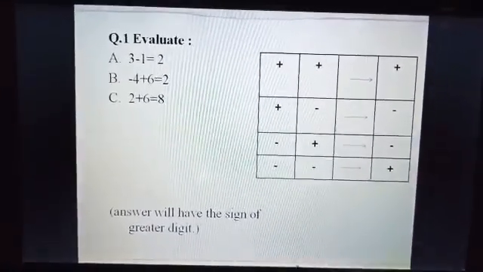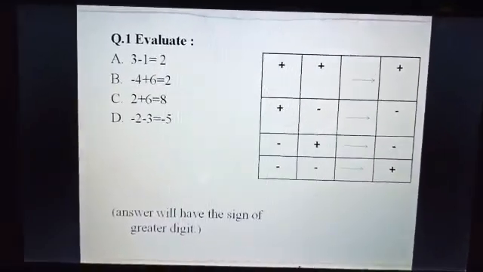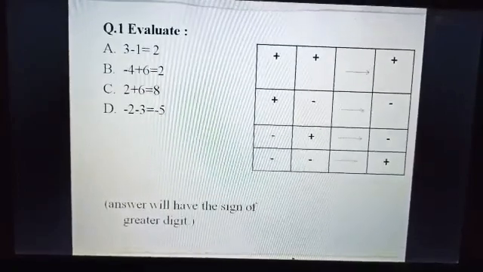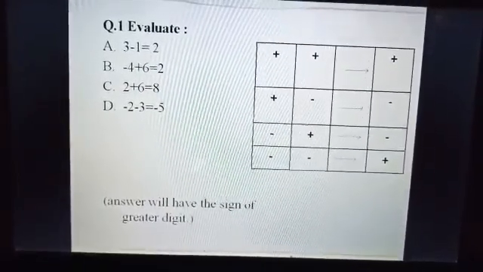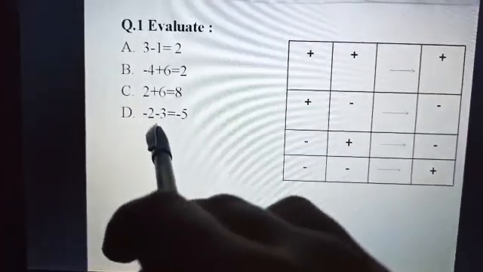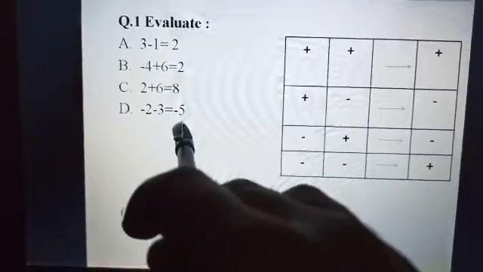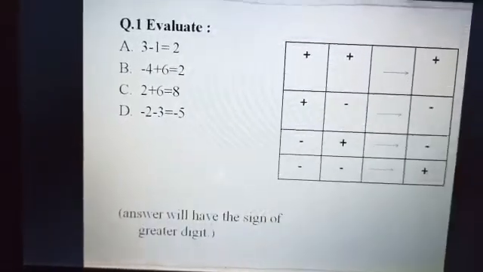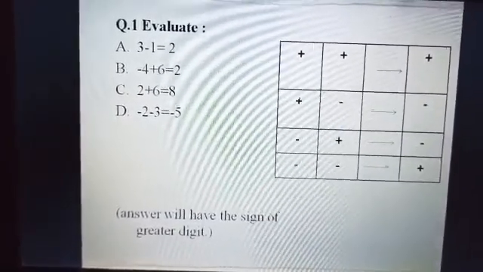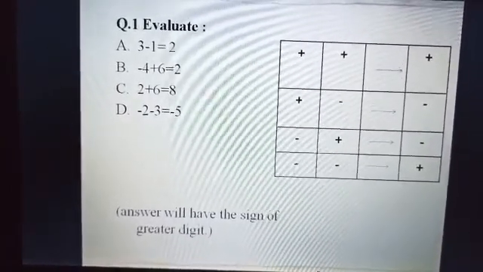Next is 2 plus 6. 2 plus 6, you all know it is equal to 8. Next is minus 2 minus 3. For minus minus we have to perform plus. Therefore 3 plus 2 is equal to 5. And the sign will be of the greatest digit, which is minus 3. Therefore the answer will have the minus sign. Students, always remember, whatever your answer will be, it will have the sign of the greatest digit.